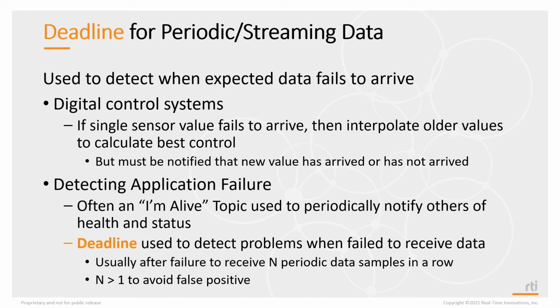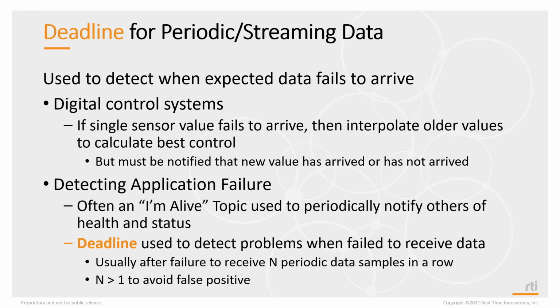However, you don't typically set the deadline QoS to be the exact period in which the health and status topic is being published. If your health and status topic is being published, let's say once per second, you don't want to set your deadline on data reader to be 1 second. If you do, then you'll run into the problem that just because you didn't receive one piece of data in time, you automatically will assume that the other side is dead, and that could be wrong. That's what is called a false positive.